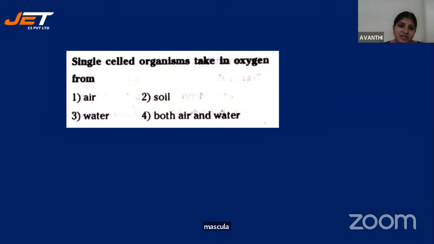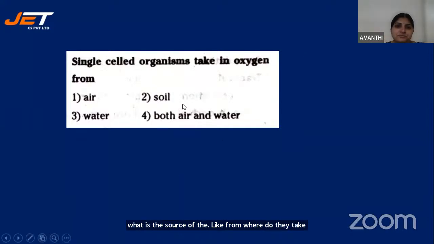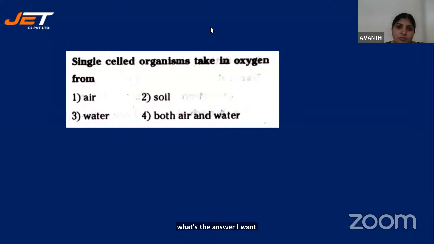Okay. Next, single-celled organisms take in oxygen from. Where do single-celled organisms take oxygen from? What is the source from where they take it? Air, soil, water, both air and water. Yes, children. Very good. Bhavita. Yes, Manohar, Swati, Ashwin, Varsha, Pavan Sai, Preetika, Avinash. Absolutely correct, children. It is both air and water, not only water, both air and water.